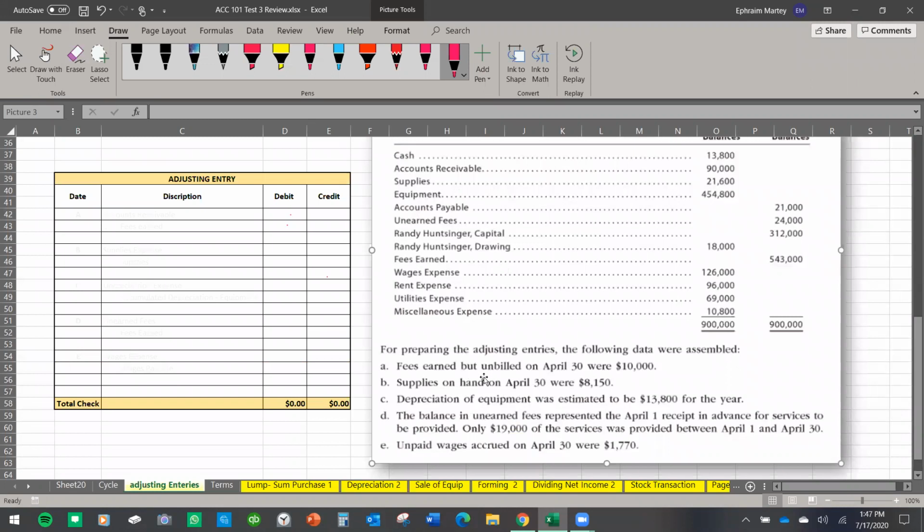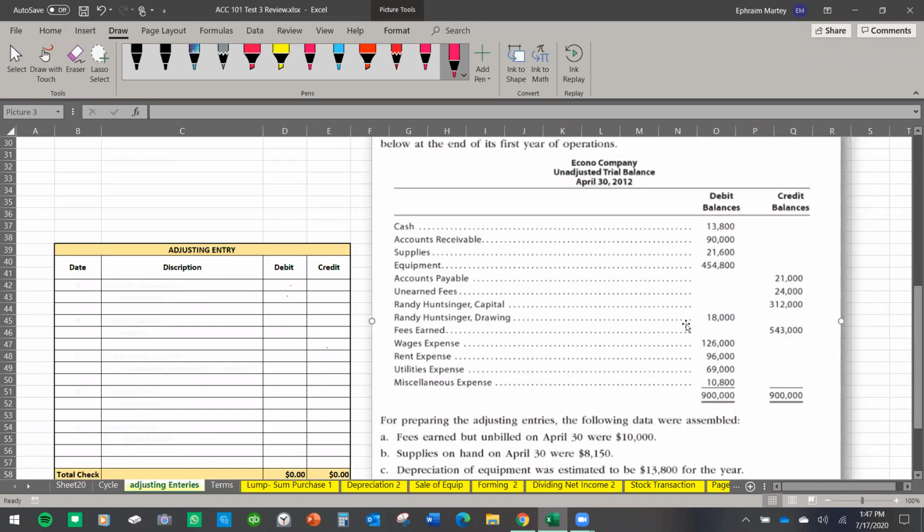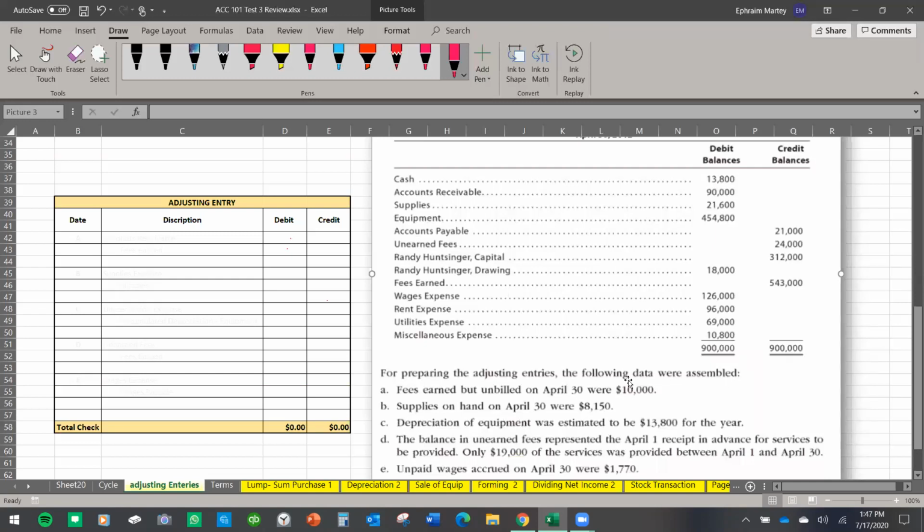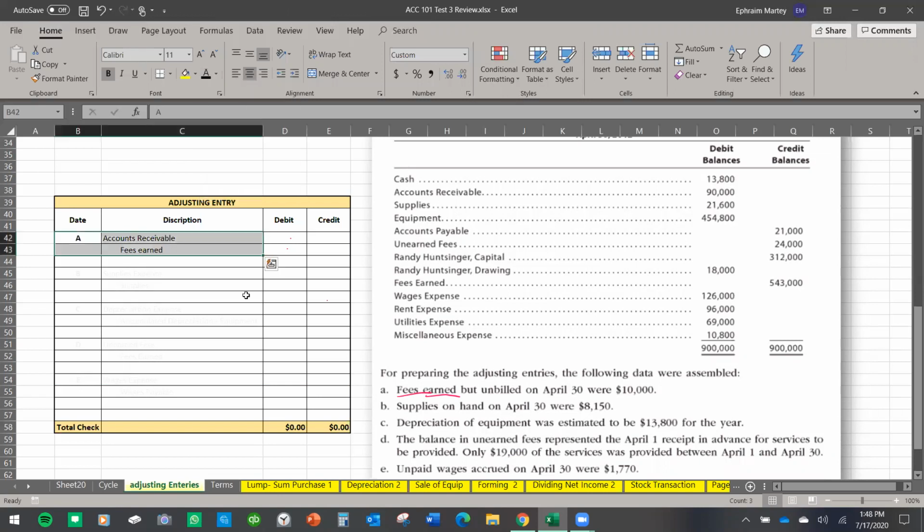So A, it says fees earned but not billed on April 3rd were $10,000. That means we have earned fees, but we haven't billed, so we are going to bill the fees. When we earn fees, it becomes fees earned, so that becomes a credit in our fees earned. And we are waiting to receive the money, so that becomes accounts receivable. So we have this one here, $10,000, and that'll be the same on the credit side, or the right hand side, $10,000.